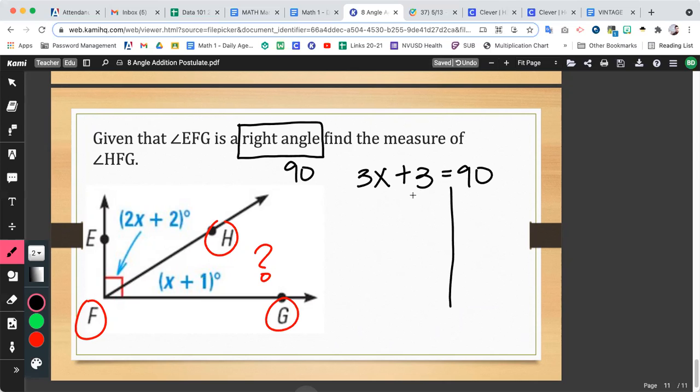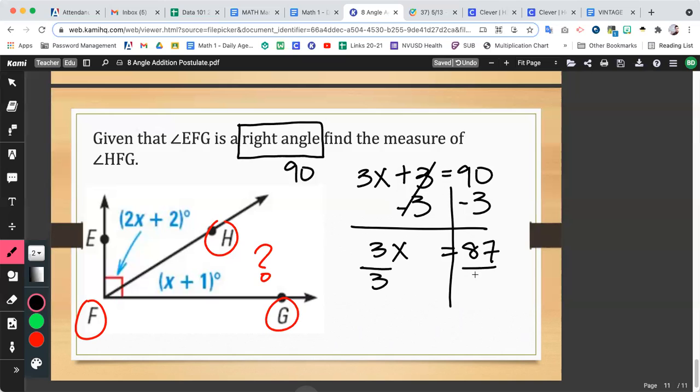Okay, let's work backwards. How do I get rid of plus 3? Subtract 3. Very good. Subtract 3 from both sides. 3x comes down. 90 minus 3 is going to give me 87. Now to get rid of the 3, it's the opposite of multiply. So I divide by 3. Okay, x equals 87 divided by 3 is going to be 29. Okay, but am I done yet? No. The last step is I have to plug x in.